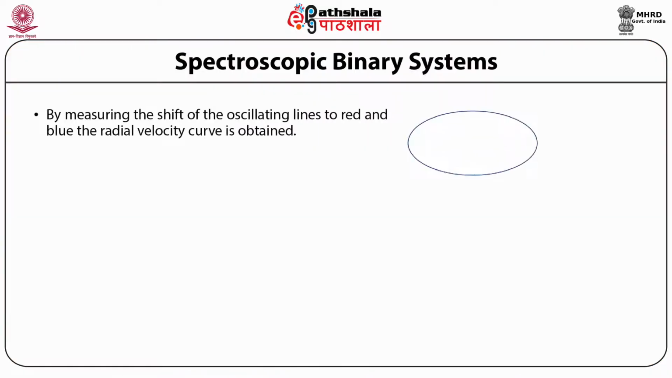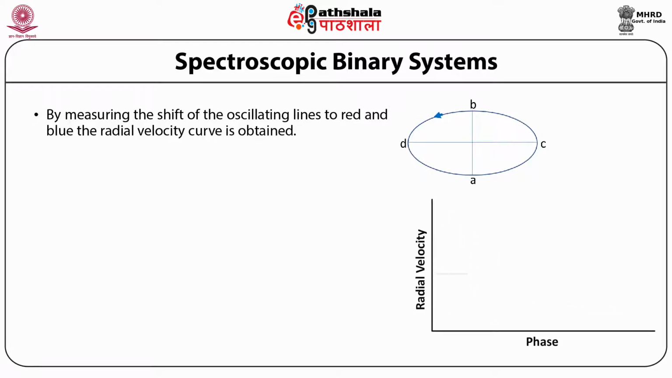If both the stars are bright, we see two sets of oscillating lines. If only one star is bright enough for its lines to be seen, we see a single set of oscillating lines. By measuring the shift of the oscillating lines to the red and the blue, the radial velocity curve is obtained.